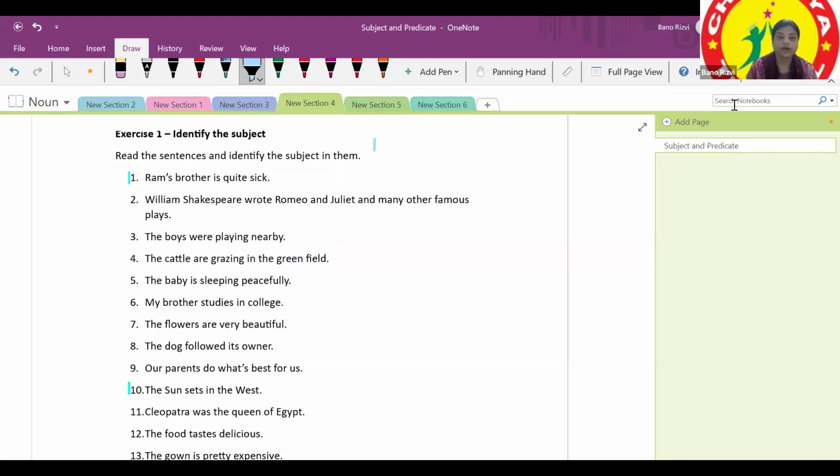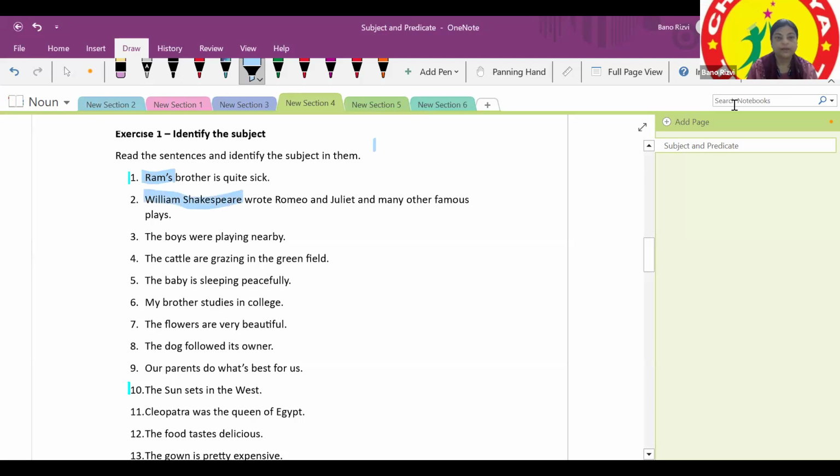Let's do the first one. Ram's brother is quite sick. Advait, tell me the answer. Ram's brother. Okay. William Shakespeare wrote Romeo and Juliet. William Shakespeare is the subject.